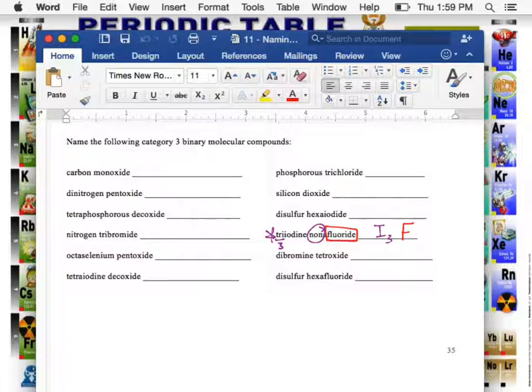What is nana? 9. And I don't mean that in the German sense. I3F9, and we have our formula. If you don't know German, don't worry about it. Okay?